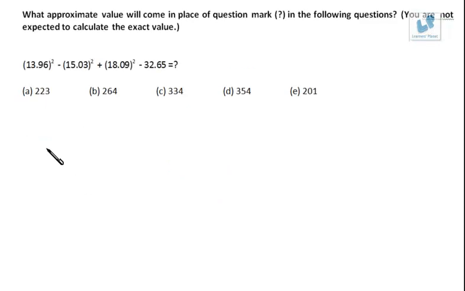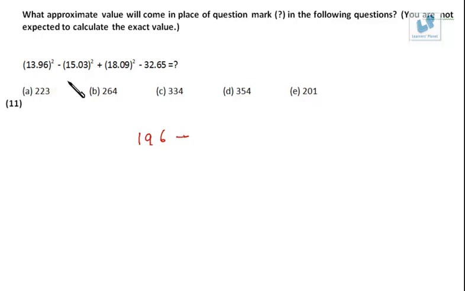Now friends, let's see this question. Further, we have to get the approximate value, and the answers are 40 to 50 far from each other. So it's 13.96. I take it as 14. 14 square is 196, minus... I have approximated it to the higher side. Now I'm approximating it to the lower side.